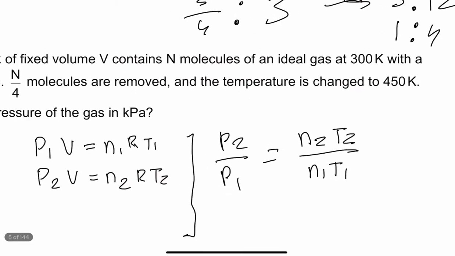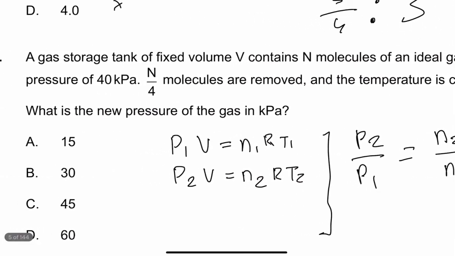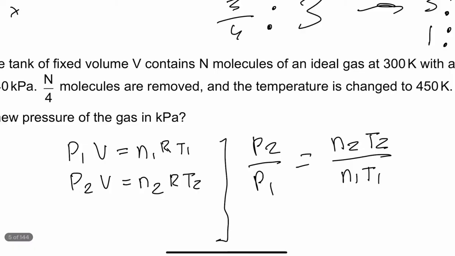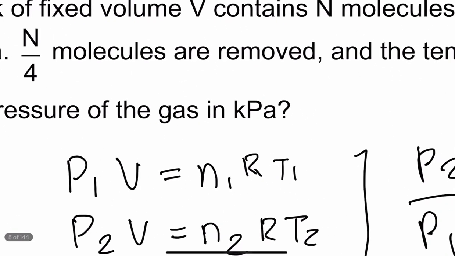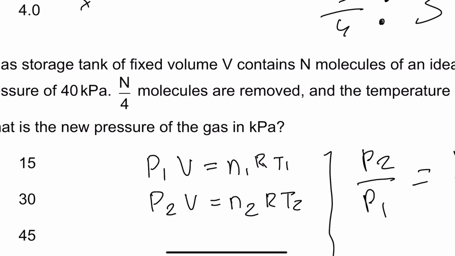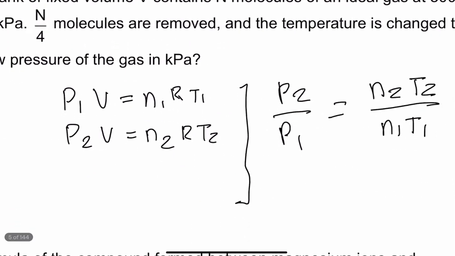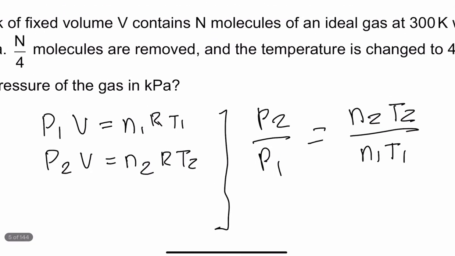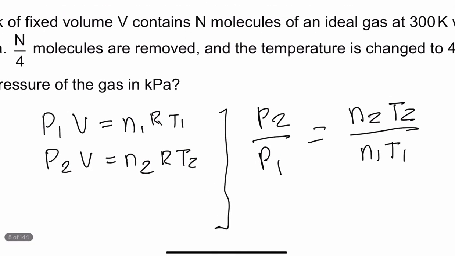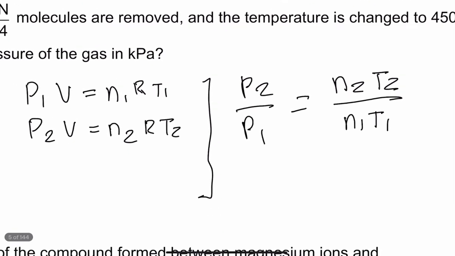So what do we have? We have 300 Kelvin, 40 kilopascals, and we have n over 4 molecules removed. Don't get caught up on this. It's not actually n over 4. We're not dividing the molecules by 4. We're removing n over 4 molecules. So if we remove n over 4 molecules, we'll have 3n over 4 molecules left. So that's kind of a trick they're using here.